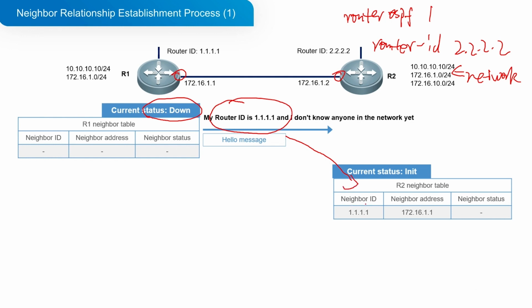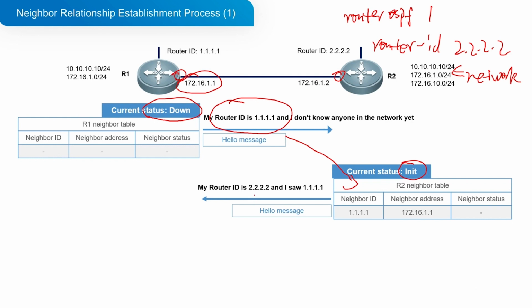For the neighbor table, we add the neighbor ID information and neighbor address information. The neighbor ID is 1.1.1.1, and then the neighbor address is 172.16.1.1 because the IP address of R1 is this IP address. We add these 2 pieces of info into the R2 neighbor table. Then R2 moves to the next status, the init status. After receiving this hello packet, R2 also has to send a hello packet.